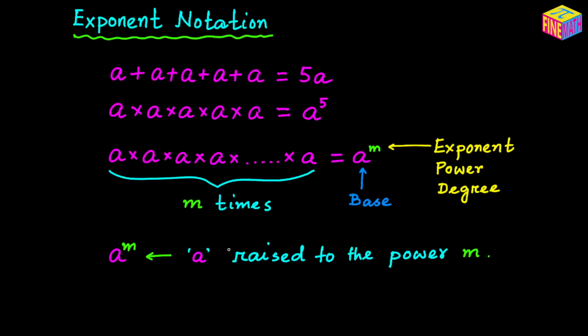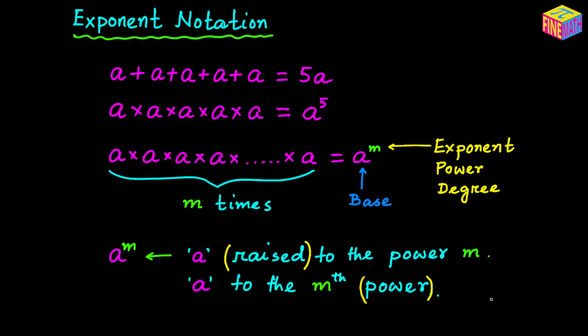Also, this word raised can sometimes be silent. Sometimes it can be read as a to the power m. Also it can be read as a to the mth power, or a to the mth, where the word power is silent. So if somebody says a to the fourth, then you know that we are talking about the power fourth for a. That means a has been repeatedly multiplied 4 times. If somebody says a to the mth, you know that a has been multiplied repeatedly m times.